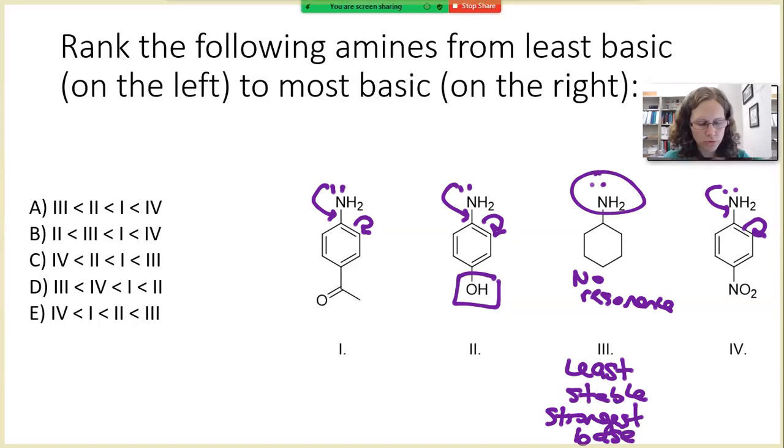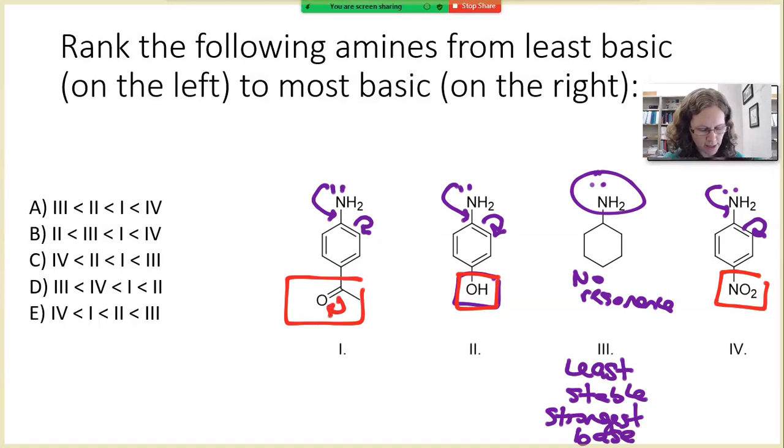The other 3 molecules, we really have to focus in on the functional groups that are present on the ring. All of the functional groups are in the para position. And that's also significant because in the ortho or para position, the functional groups can play a role in the resonance. If they were in the meta position, then they wouldn't. So in this position, we can think about what other resonance contributors we could draw.